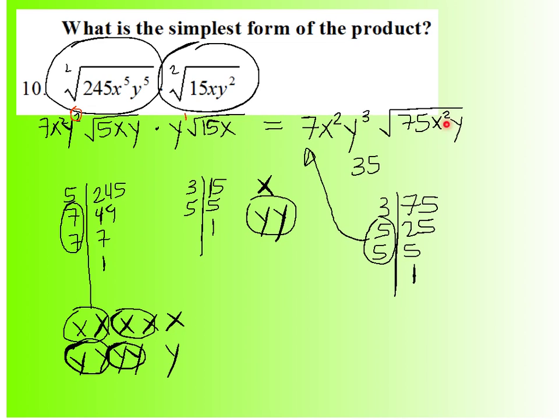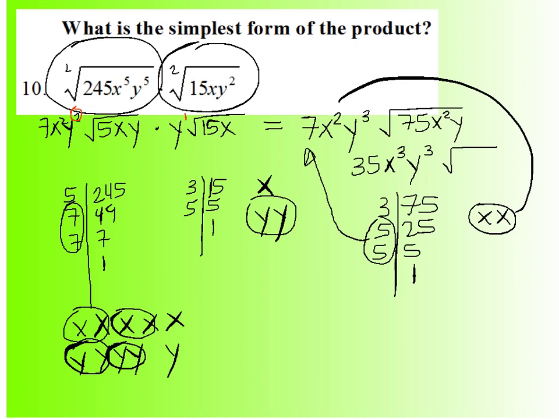Notice you have 2 x's inside, and if you need 2 to be in a group, then 1 x gets to come out, and there's already these 2 x's out there. So now we have a total of 3 x's. We only have 1 y, so that doesn't make a group with anyone. So we still have y to the third on the outside. And left inside is going to be this 3 and this y. So here's our final answer.